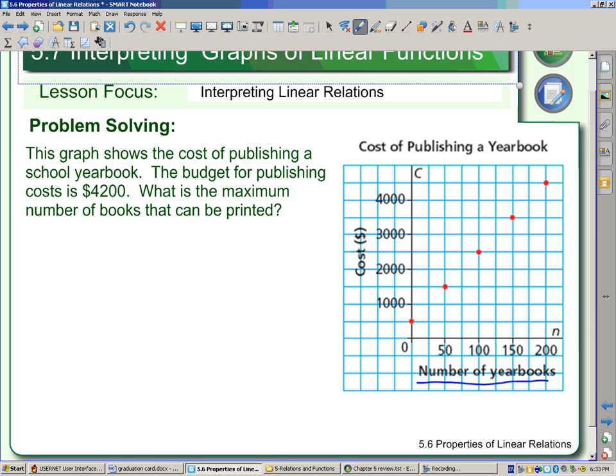Now the cost that it said that it could do is 4,200. Okay, so here is 3,500, 4,000. This would be 4,500. I'm sorry, you didn't see my tick marks. That's 4,500. So 4,200 would be in here somewhere, which means we're probably in between these two. So it looks like 175 books.